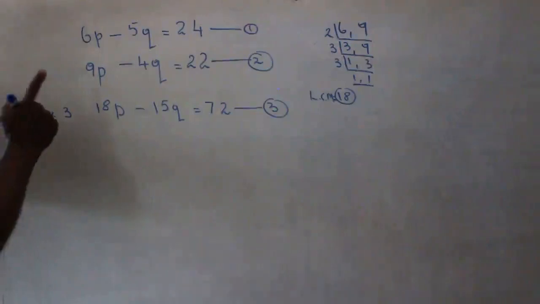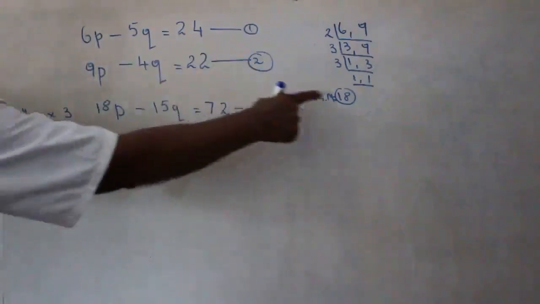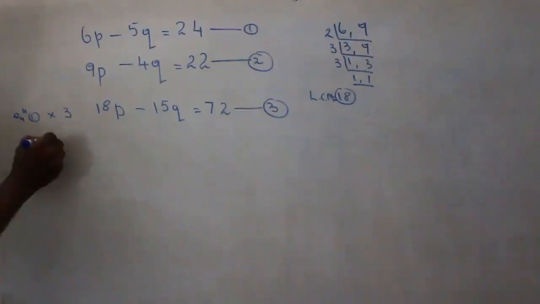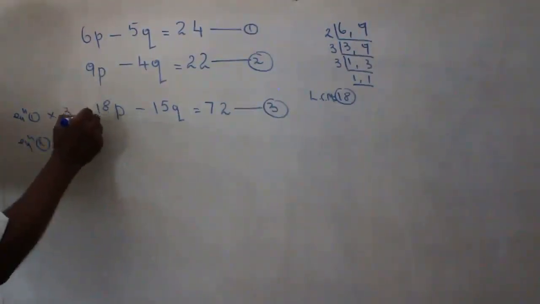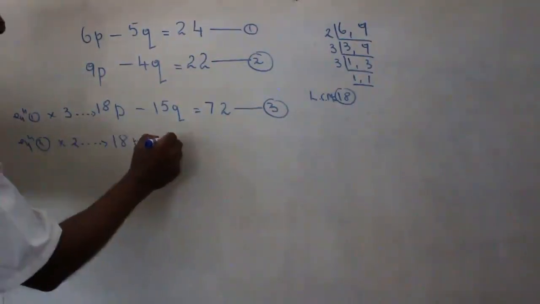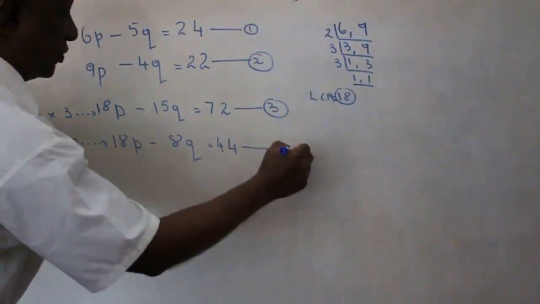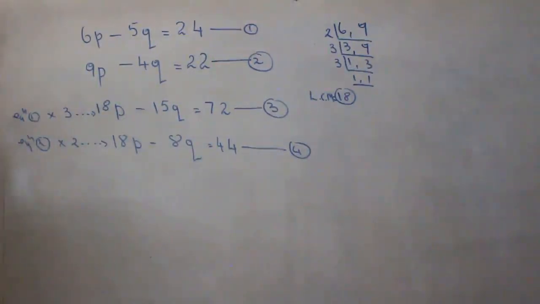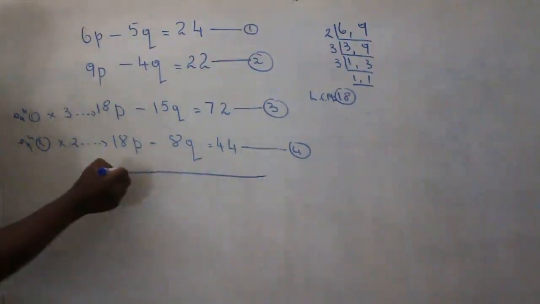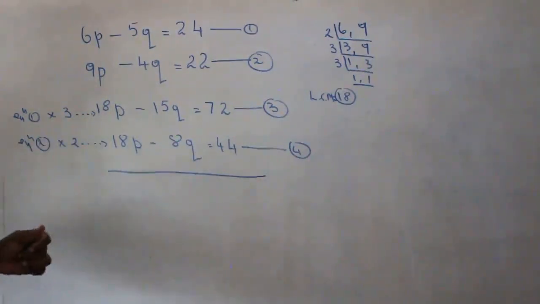Now I need to convert 9 into 18, to the LCM 18. What would I do? I will multiply equation 2 by 2, so that it goes over there, right in front. It will become 18p minus 8q, which is 44. That is equation 4. Now we have got everybody lined up with the p equal, and what we'll do now is draw a long line here, and we have to decide whether to add or subtract to eliminate p.